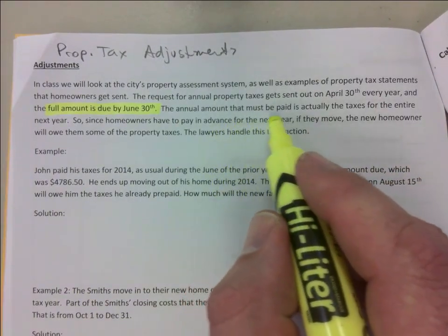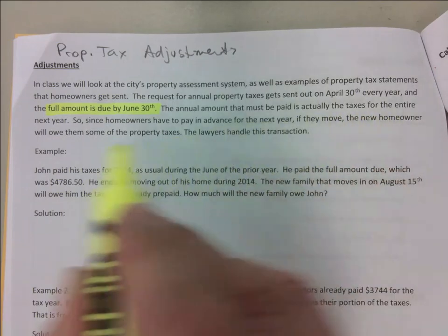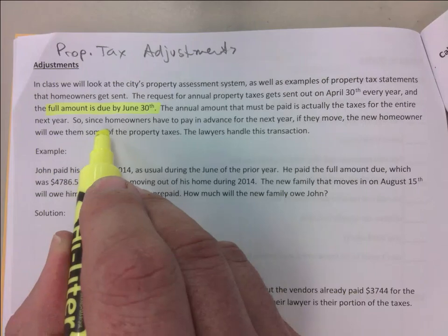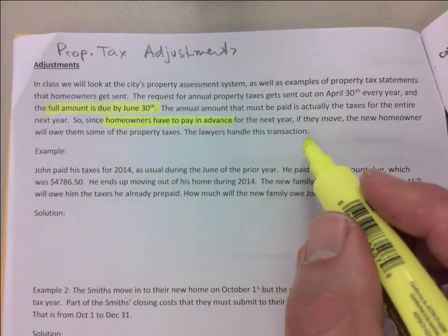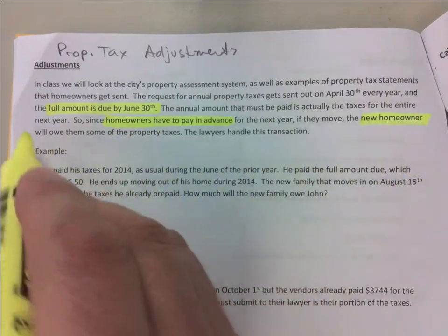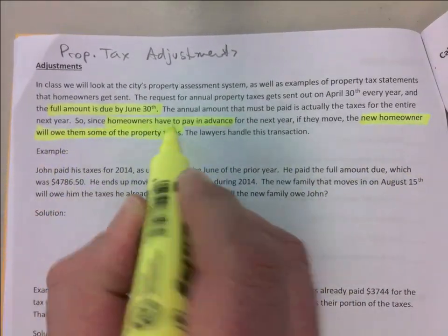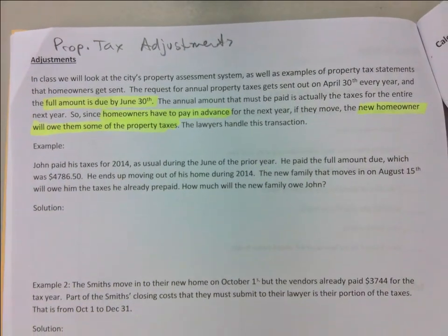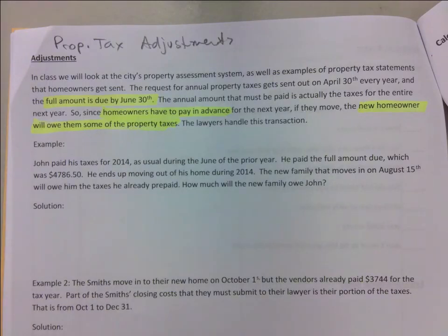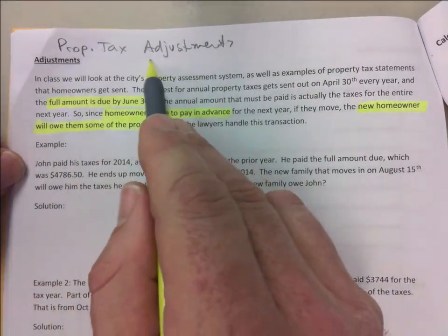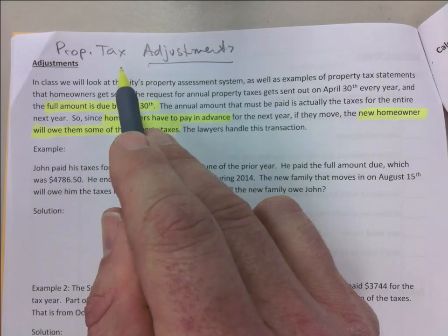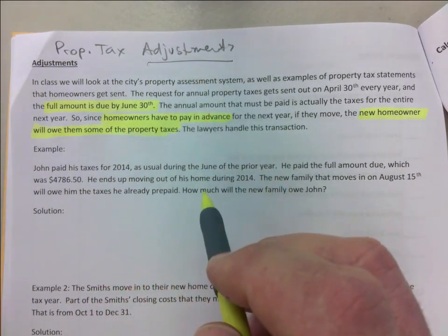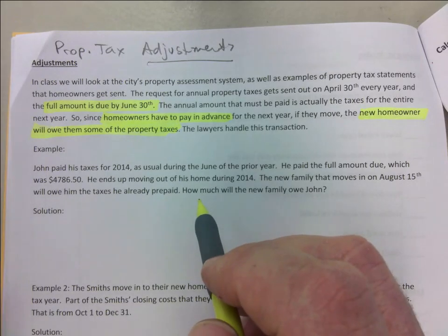The annual amount that must be paid is actually the taxes for the entire year. Since homeowners have to pay in advance, if they move, the new homeowner will owe some of the property taxes to the other person. The lawyers handle this transaction. This is technically a closing cost, so adjustments are closing costs. It's a one-time thing. Property taxes in general are ongoing, but adjustments only happen when you close the deal, so don't mix them up.